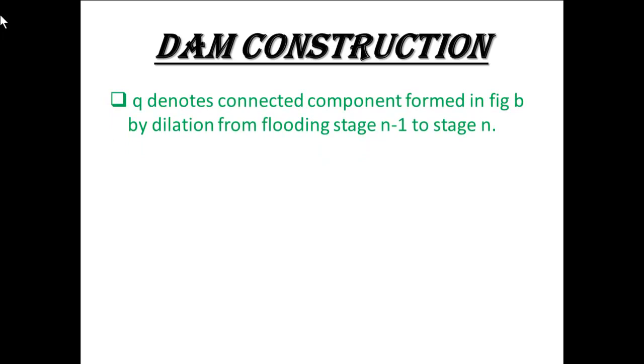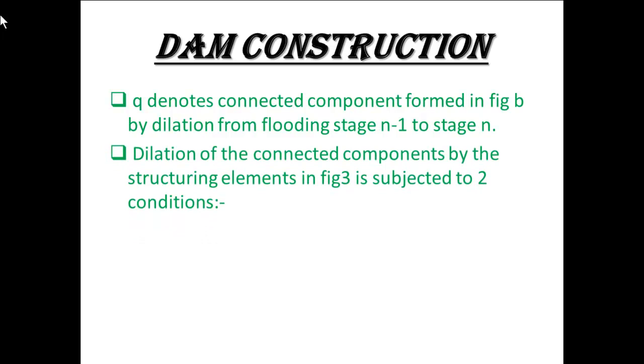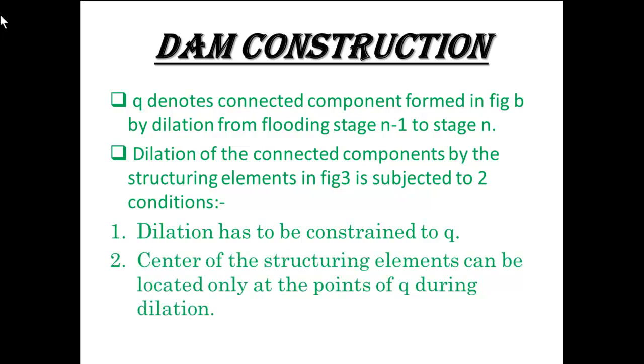Q denotes the connected component formed in figure B by dilation from flooding stage n-1 to stage n. Dilation of the connected component by the structuring element in figure 3 is subjected to two conditions. Number 1, dilation has to be constrained to Q. Number 2, the center of the structuring element can be located only at the points of Q during dilation.